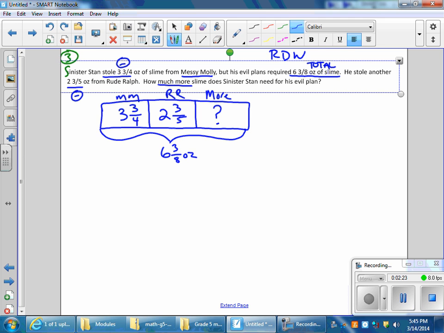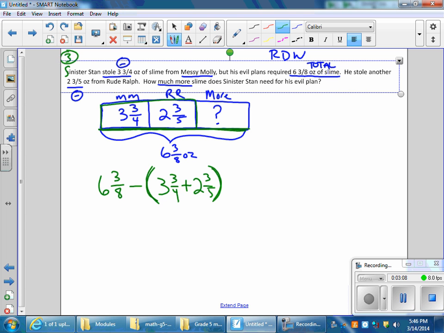So what I have here is looking for the difference between the total and what I already have. So the setup of the written numbers is 6 3/8, the total, minus 3 3/4, and 2 3/5. From there, I'm going to need a common denominator to do what's in the parentheses first. I always want to do what's in the parentheses first.